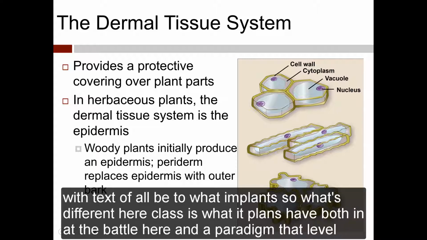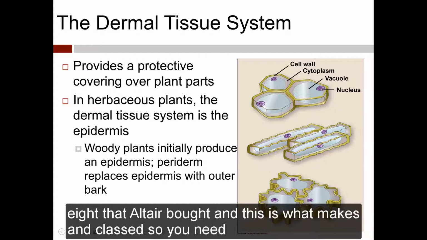Next up, I'll get to woody plants. So what's different here, class, is woody plants have both an epidermal layer and a periderm, that woody layer, that outer bark. And this is what makes them so unique.